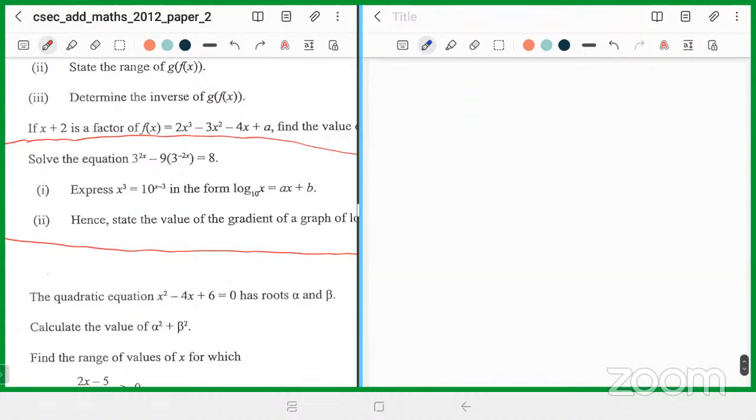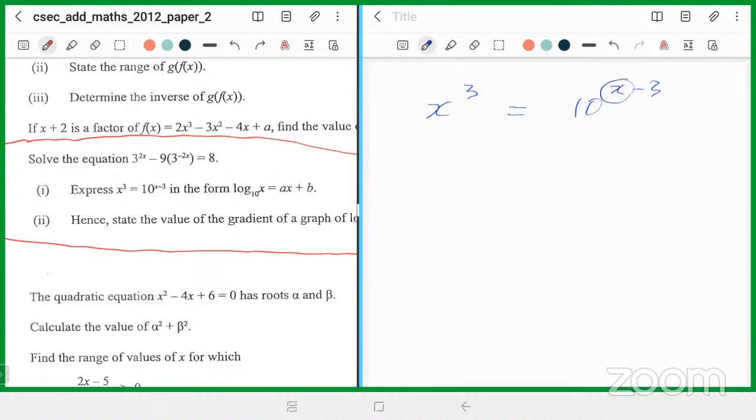Next part says we have to express this in this form. It's formed like a straight line. You know, it is like y equals mx plus c. That's what this form is. All right. So basically, I need to get this sum out of the power. See, they've got the x sum out of the power. So we have x cubed equals 10 to the x minus 3.